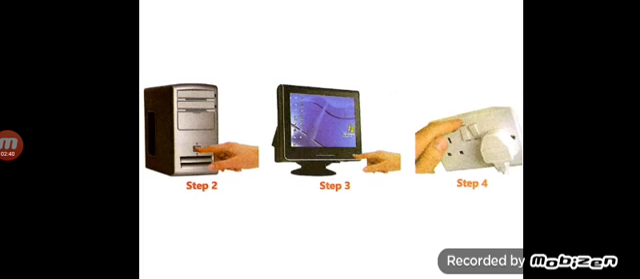After the CPU gets switched off, the screen will also go off automatically. Now you will switch off the monitor by pressing the power button. And the last step, step 4: finally, once the computer shuts down, you will switch off the main power switch.